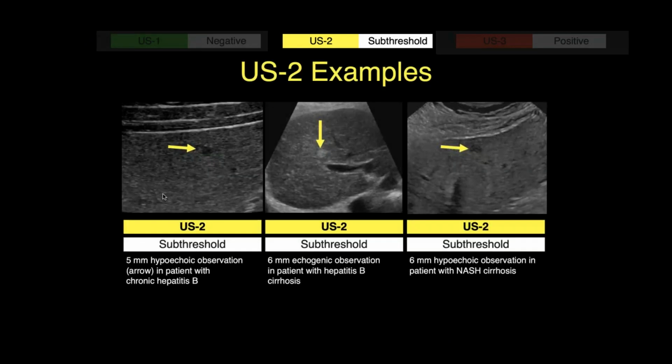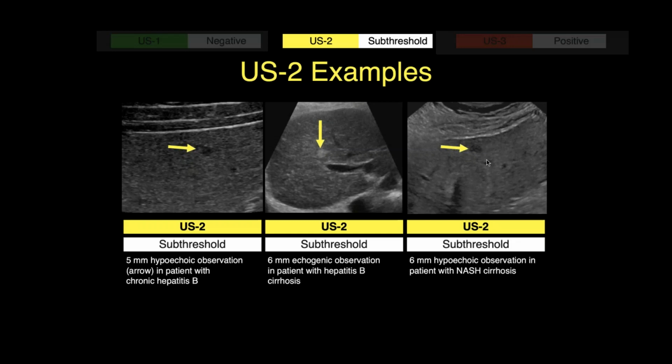So here are 3 examples of ultrasound 2 subthreshold exams. The first is a patient with a 5 millimeter hypoechoic observation in a patient who has chronic hepatitis B. The second is a patient with a hyperechoic observation in a patient with hep B cirrhosis. And the third is a patient with a 6 millimeter hypoechoic observation in a patient with NASH cirrhosis.